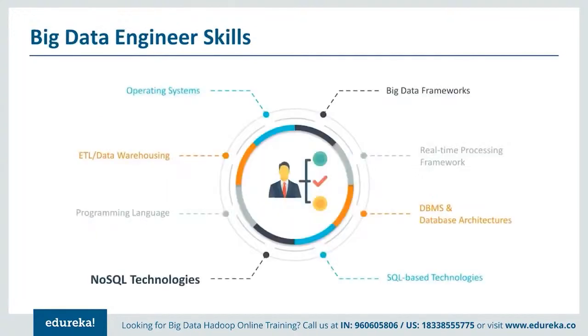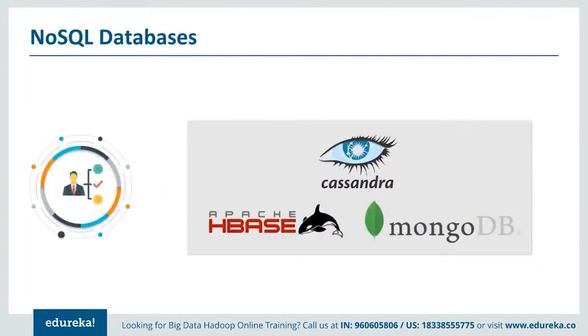Next, we have NoSQL technologies. As the requirements of organizations had grown beyond structured data, NoSQL databases were introduced. They could store large volumes of structured, semi-structured, and unstructured data with quick iteration and agile structure as per application requirements. Some of the most prominently used databases are HBase, Cassandra, and MongoDB.